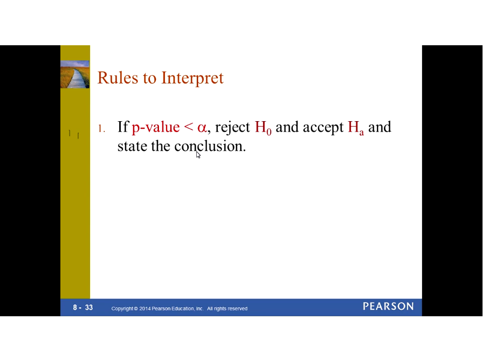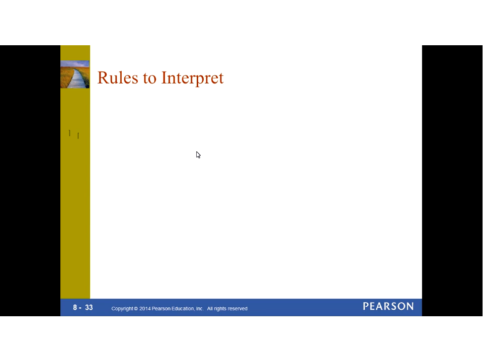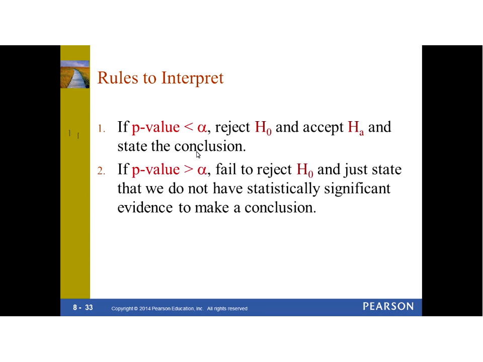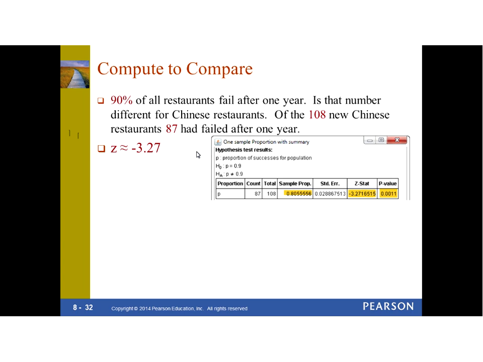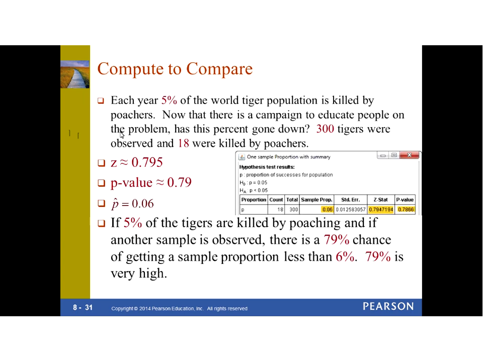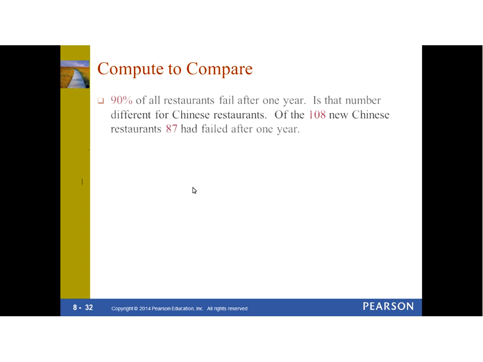If your p-value is less than alpha, you will reject your null and accept your alternative. If your p-value is greater than alpha, you're going to fail to reject your null and state that we do not have evidence to make a conclusion. Here, our p-value was pretty high. Our p-value was 0.79. So this is not an unusual result. So there's no reason to reject our null hypothesis. So since our p-value is greater than 0.05, we are going to fail to reject the null.